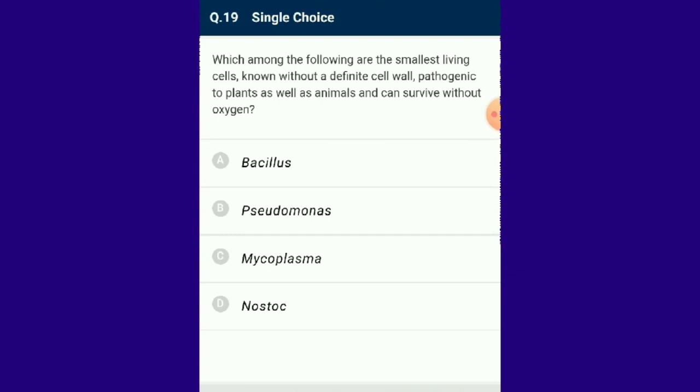Question number 19. Which among the following are the smallest living cells, without a definite cell wall, pathogenic to plants as well as animals, and can survive without oxygen? The prokaryotic cell is represented by bacteria, blue-green algae, and PPLO, pleuropneumonia-like organisms, otherwise called mycoplasma, which is the smallest or simplest organism capable of autonomous growth and reproduction. It has a size of 0.1 microns. They are the smallest living cells. So the answer for this question is option C, mycoplasma.